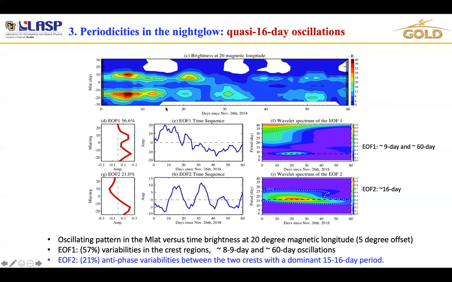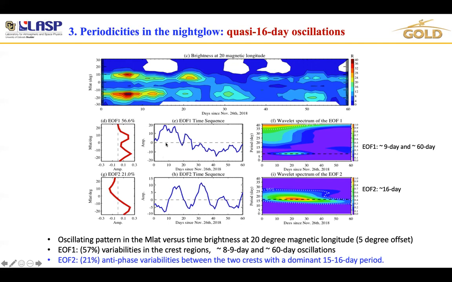And we further performed the principal component analysis to identify the periodicity in the brightness. It turns out that the first two principal components, EOF1 in panel D and EOF2 in panel G, account for the largest part of the variability. EOF1 primarily describes the variabilities in the crest region. EOF2 also describes the variations in the crest region, but note that the variations are out of phase between the northern and the southern crest.